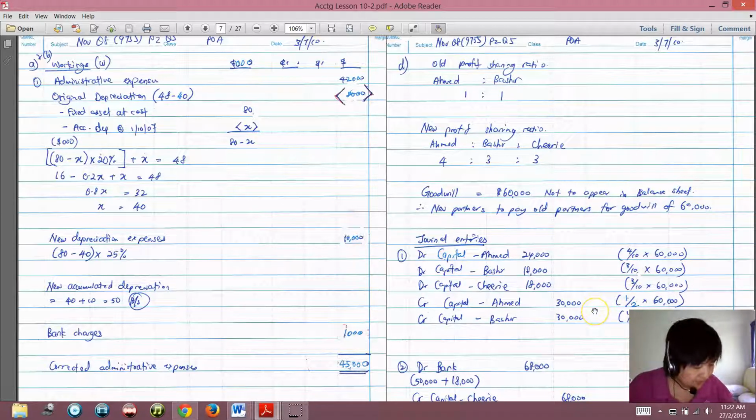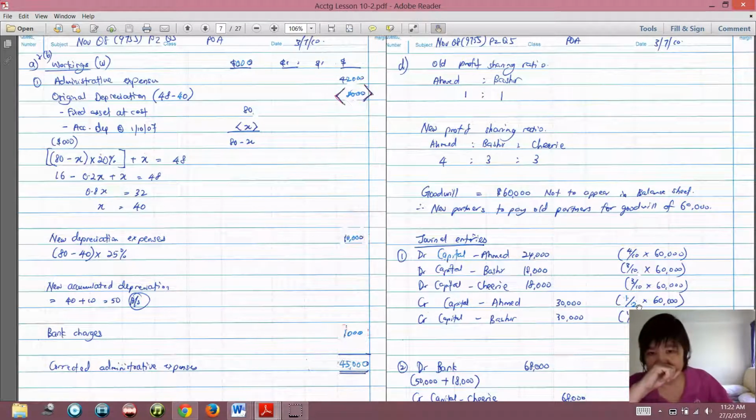Information number 5 also says that goodwill is not to appear in the balance sheet of the company. So we credit the old partners. Since it is not to appear in the balance sheet of the company, we cannot debit goodwill, 60,000. So who are we going to debit? Can we say we debit all to the new partner? You see, if we debit this whole 60,000 to the new partner, it's not fair. You know why not fair?